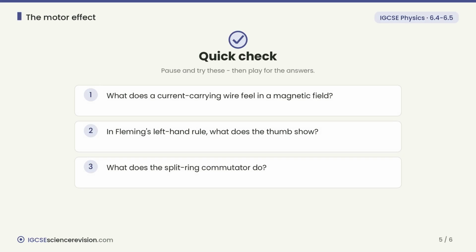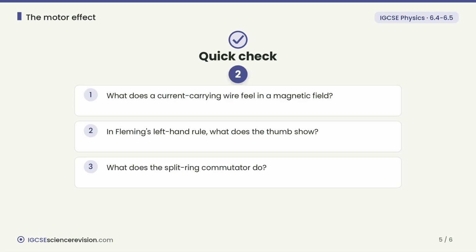Let's check what you've learned. Question 1. What does a current carrying wire feel in a magnetic field? Question 2. In Fleming's left-hand rule, what does the thumb show? Question 3. What does the split ring commutator do? Pause the video and have a go.